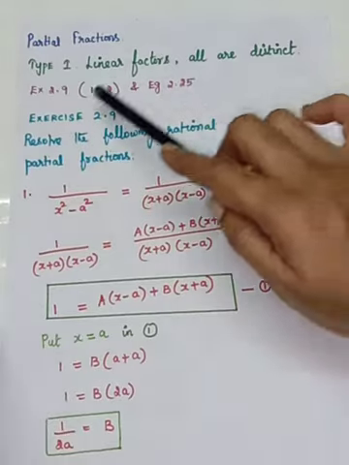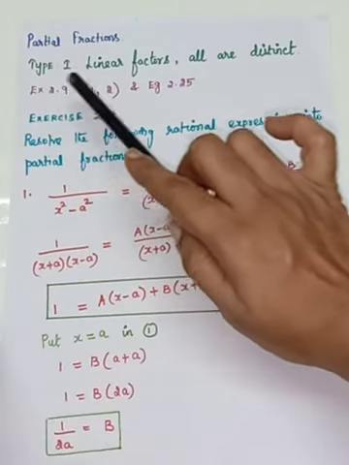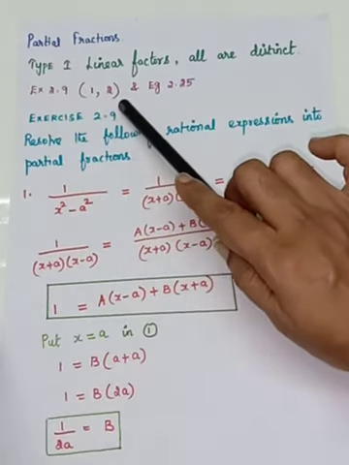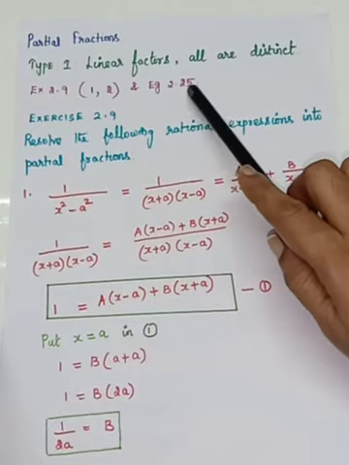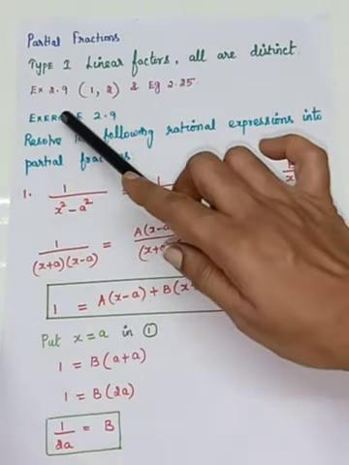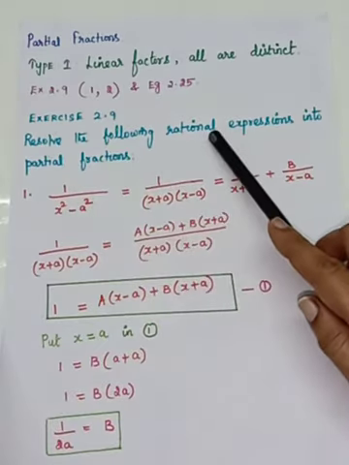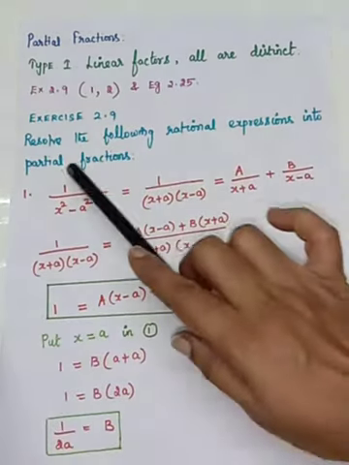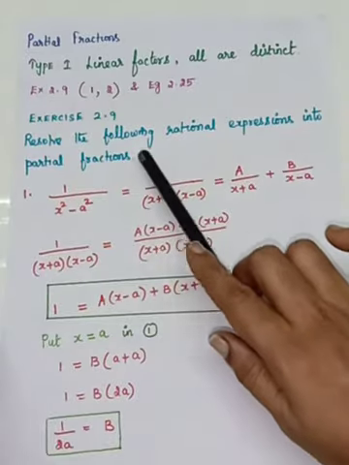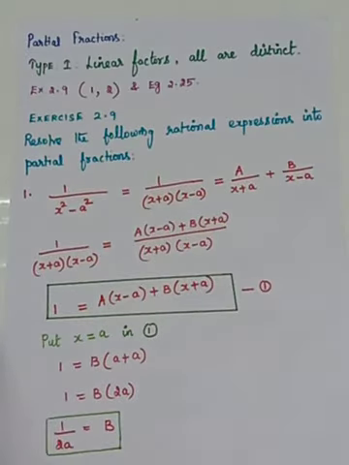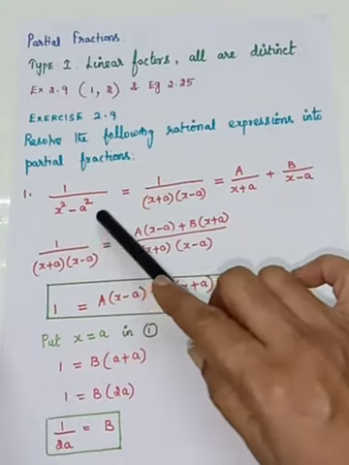Under this type, in exercise 2.9, you have the first and the second problem, and example 2.25. Okay, exercise 2.9, the question is: resolve the following rational expressions into partial fractions. They have to be changed into partial fractions. Consider the first problem.